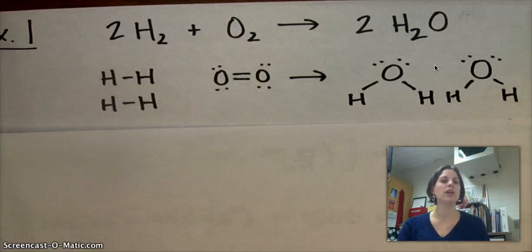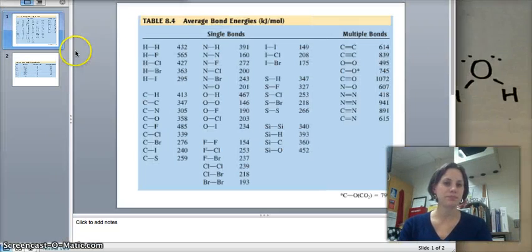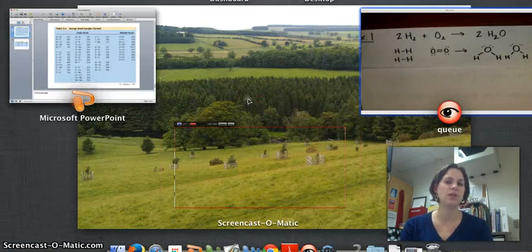Let's take a minute and look up each of those bond energies from the table. So H-H is right here, that's 432. O double bond O is 495, and I have an O-H bond which is 467. So let's see what we're going to do with those numbers.